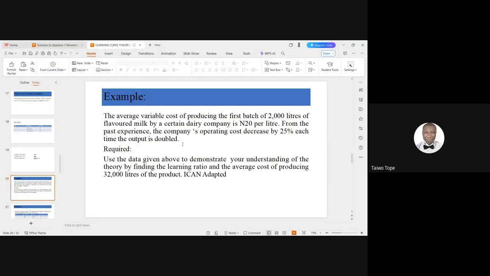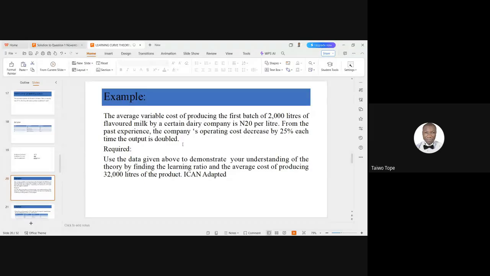This is just like a learning rate now. 25% each time the output is doubled. Required: use the data given above to demonstrate your understanding of the theory by finding the learning ratio and the average cost of producing 32,000 liters. So what will happen here now?